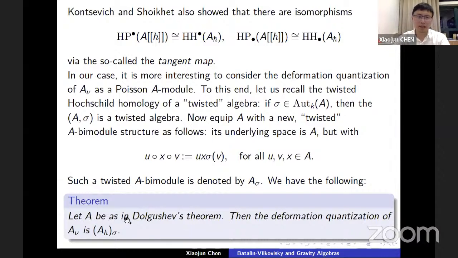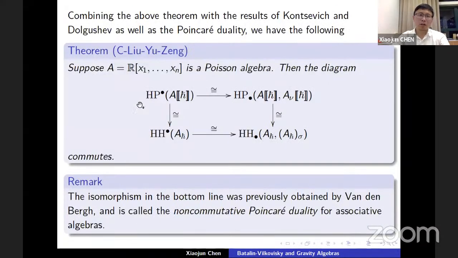Suppose A is as in Dolgushev's theorem. Then the deformation quantization of A_nu is exactly this deformation quantization of A, but with this twisted bimodule structure. So now let's combine the result of this theorem with Kontsevich's and Dolgushev's result. Together with Poincare duality, we have the following theorem.